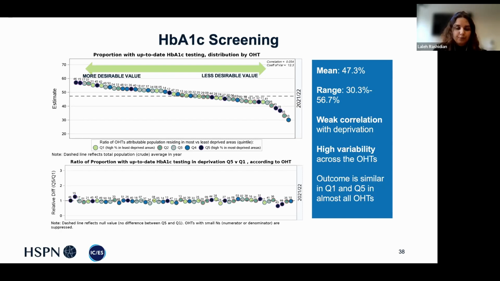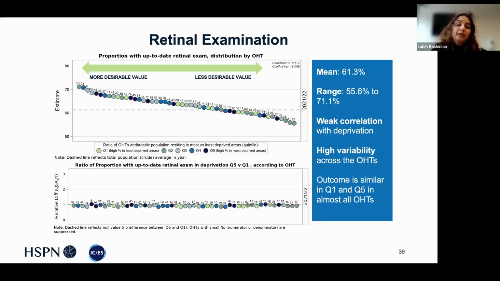less deprived subgroups. Here we have patients with diabetes over the age of 40 that are up to date with their retinal examinations, meaning they've had at least one retinal examination within the past 2 years. So the average for this was 61%. This ranged from 55 to 71%. We have high variability across our OHTs. There is no clustering of the dark blue to the left, so we have weak correlation with deprivation.